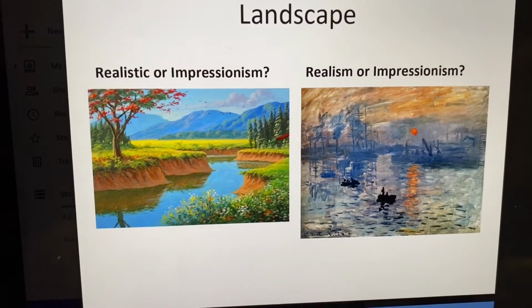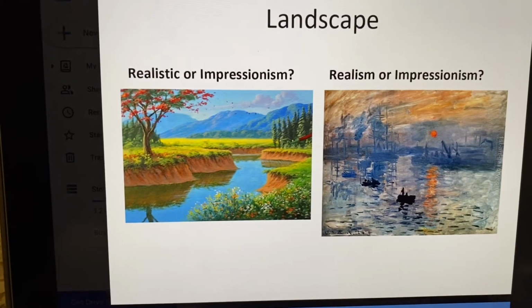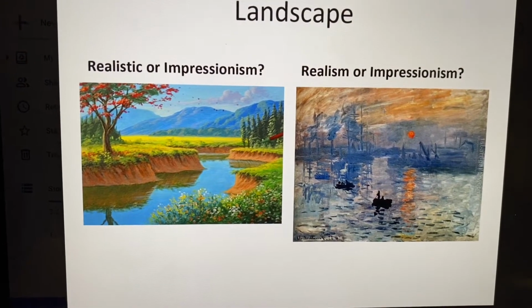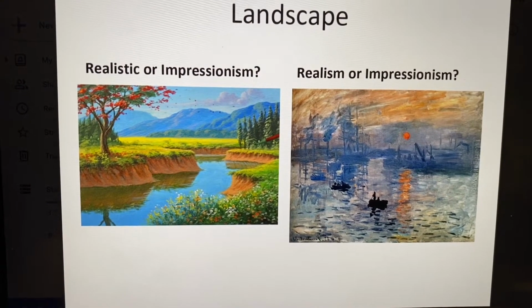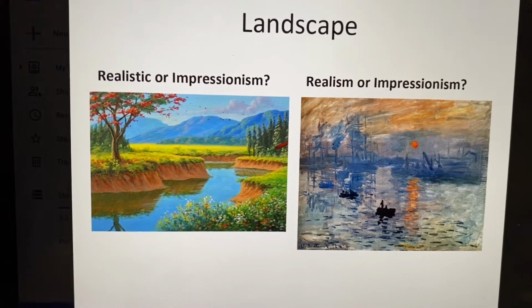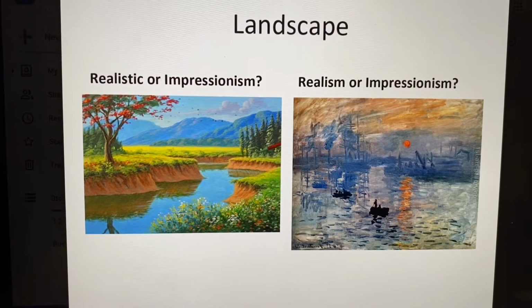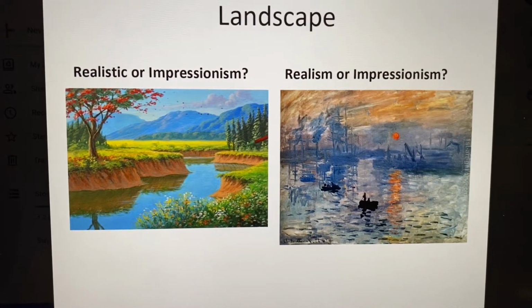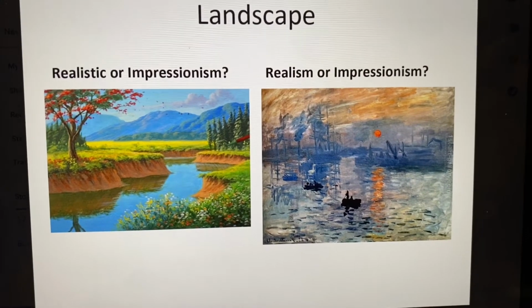So landscapes. The image on the left is a realistic landscape because you can see that it is true to form. You can tell that there are trees, mountains, water. The colors are true to color. It's very clear. It looks like it was taken with a camera.